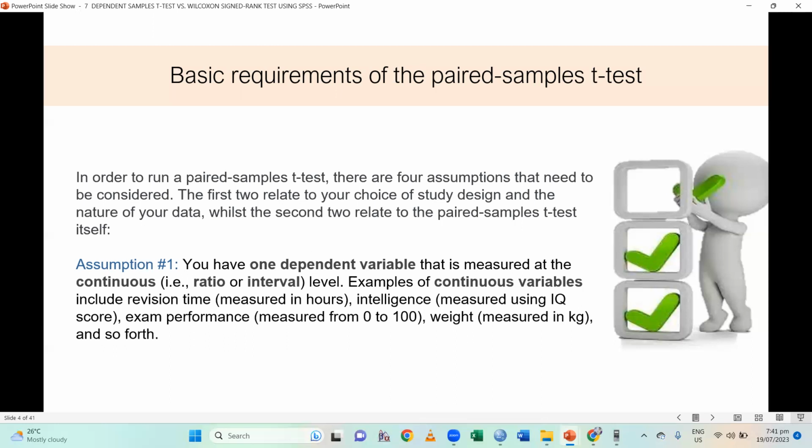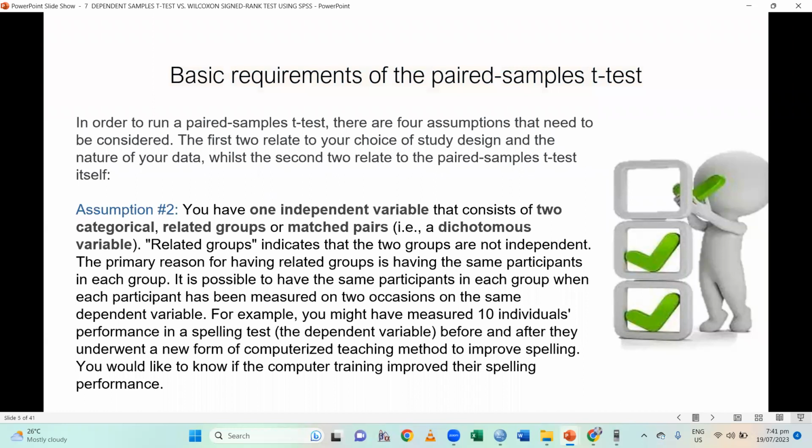If you could notice, this is also one of the assumptions of the independent samples t-test. The second assumption is that you have one independent variable that consists of two categorical related groups or matched pairs.